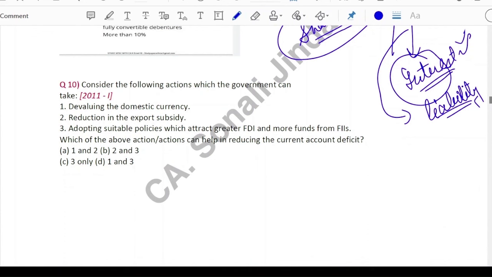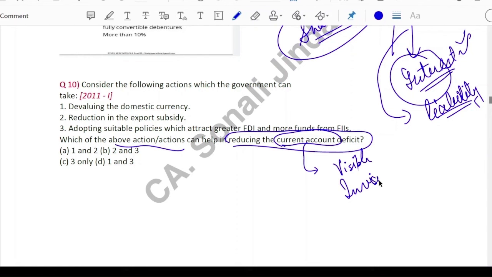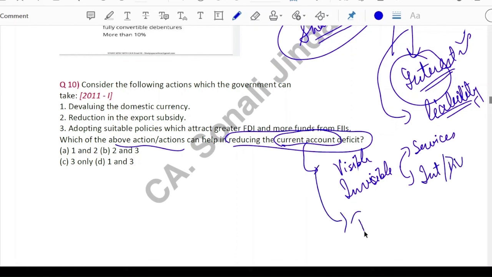Here in this question, which of the given actions will reduce the current account deficit? Now, just rewind. What are current account transactions? Visible goods trade, invisible goods trade, that includes services, any interest and dividend from the investment. Then transfers, that includes remittances, donations and gifts.